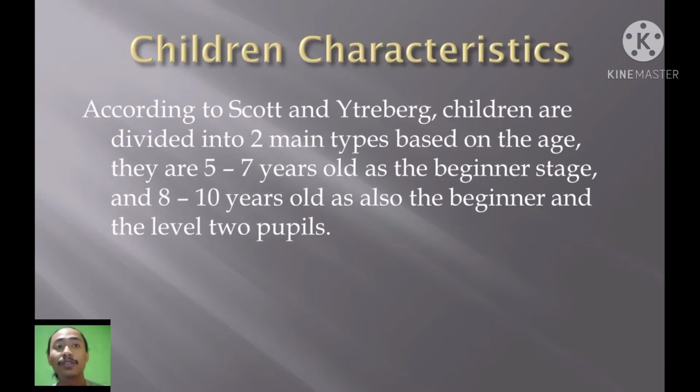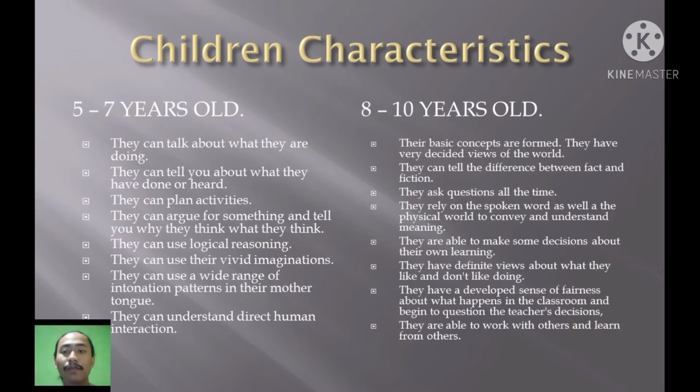According to Scott and Ytreberg, children are divided into two main types based on their ages. The first one is the beginner stage, which ranges from 5 to 7 years old, and the other type is the level 2 pupils, who range from 8 to 10 years old. Both of them have their own characteristics. So I will explain the characteristics of the beginner stage, the 5 to 7 years old.